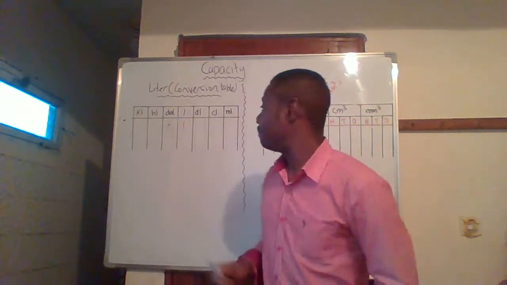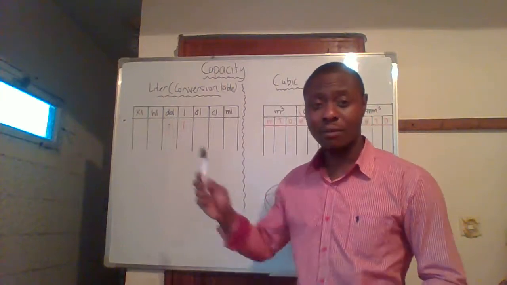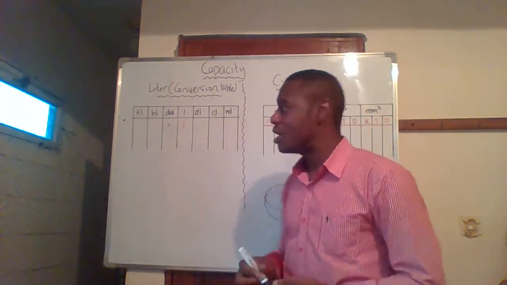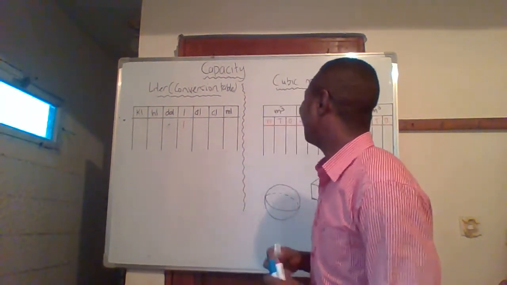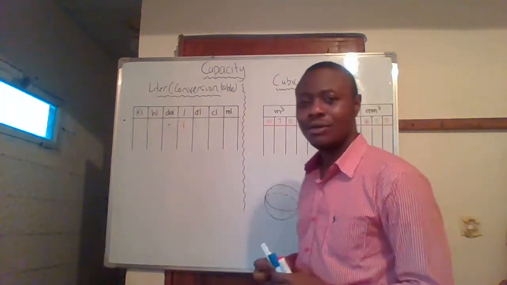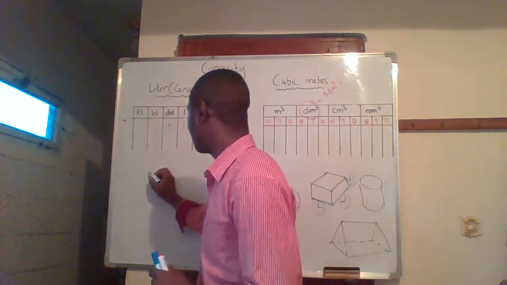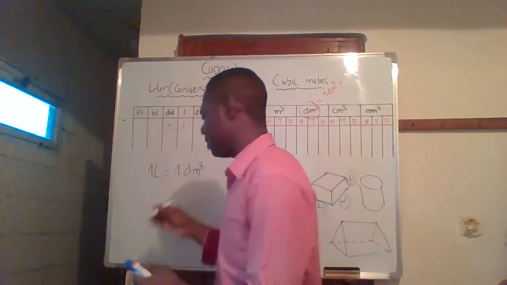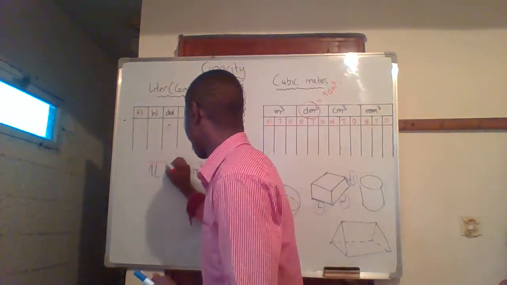So let's start converting, because in this lesson I want you to be able to convert from cubic meters to liters. So let's say I have 1 liter. What is 1 liter in cubic meters? 1 liter is always equal to one cubic decimeter. So 1 liter is equal to 1 cubic decimeter. So you need to keep this in mind forever.